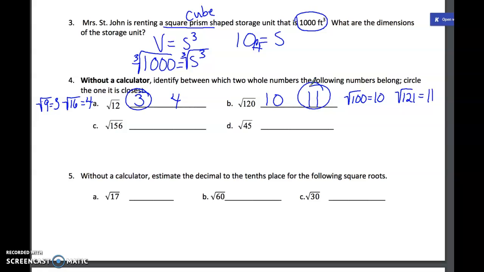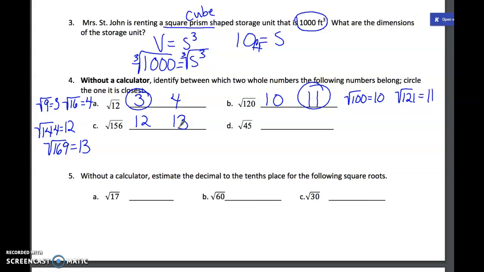Next one, we want to know square root of 156. So, thinking about what we know, okay, I know that the square root of 144 equals 12. I also know that the square root of 169 equals 13. So that is right in between there. So I know that it is between 12 and 13.